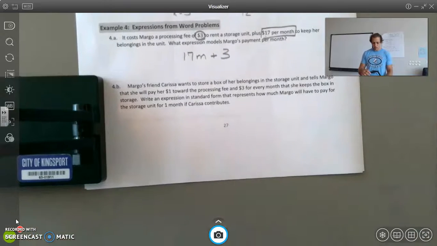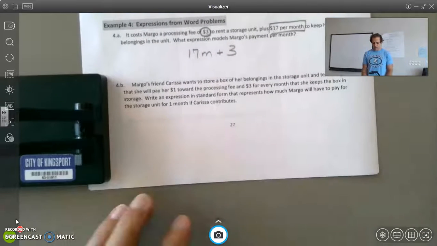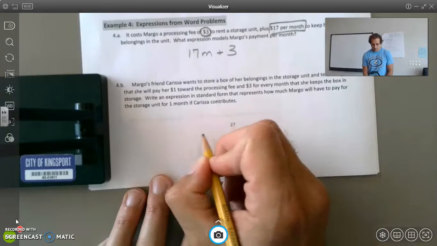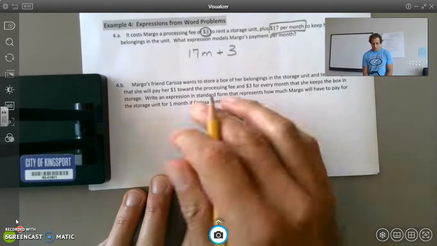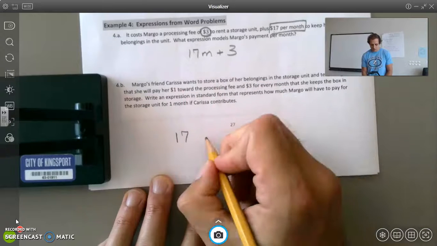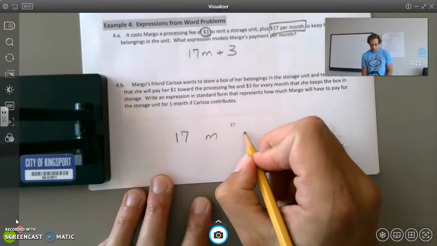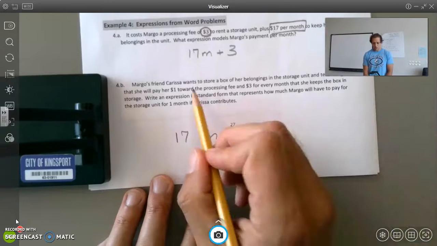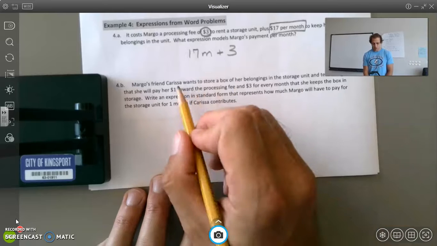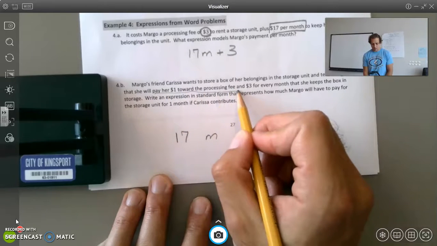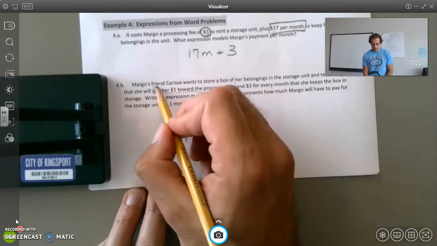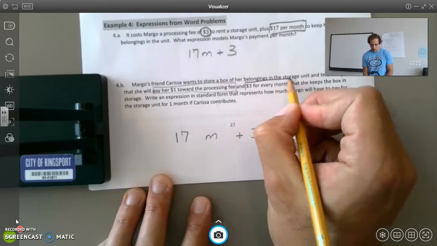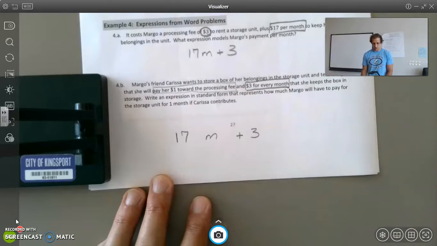Margot's friend Carissa wants to store a box of her belongings in the storage unit and tells Margot she will pay $1 towards the processing fee. So here's how I'm actually going to talk about her friend. I'm going to take our original expression of 17m plus 3 and I'm going to modify it based on what Carissa says she's willing to pay. So it says Carissa will pay $1 toward the processing fee. Okay, so let's keep that by itself, and then $3 for every month. So $3 per month and $1 for the processing fee.